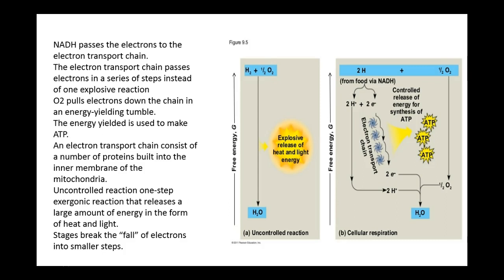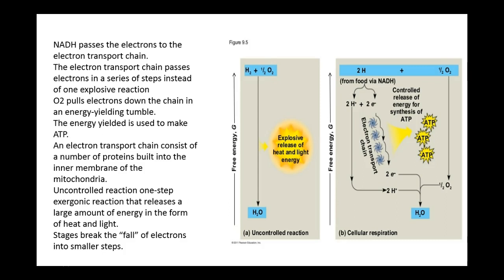The O2 pulls the electron down the chain, and one of the reasons that we include the O2 pulling it down is because eventually this electron is going to get together with oxygen and form water. Remember, water is one of our byproducts. We breathe out water as well as CO2.